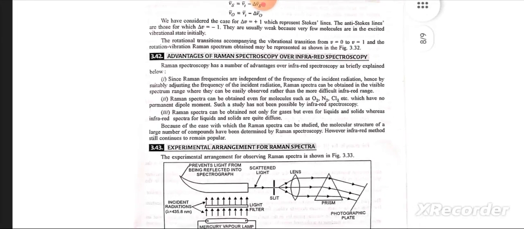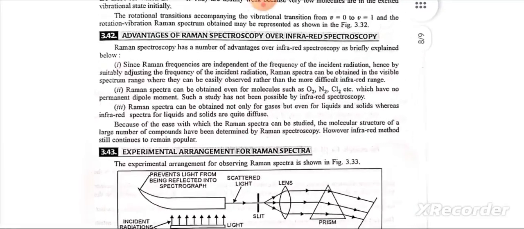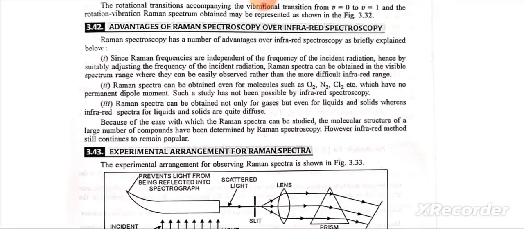Advantages of Raman spectroscopy over infrared spectroscopy. Raman spectroscopy has a number of advantages over infrared spectroscopy, as briefly explained. Since Raman frequencies are independent of the frequency of the incident radiation, by suitably adjusting the frequency of the incident radiation, Raman spectra can be obtained in the visible spectrum range, where they can be easily observed, rather than the more difficult infrared range.